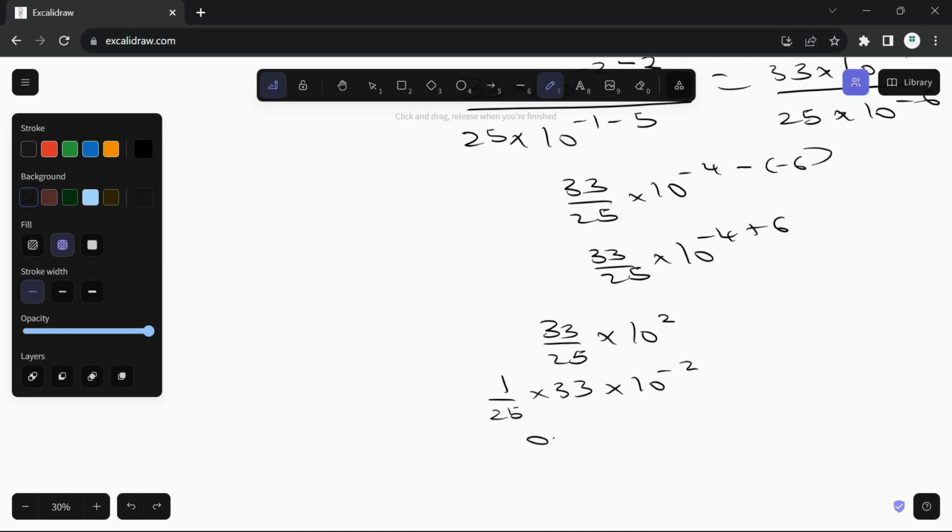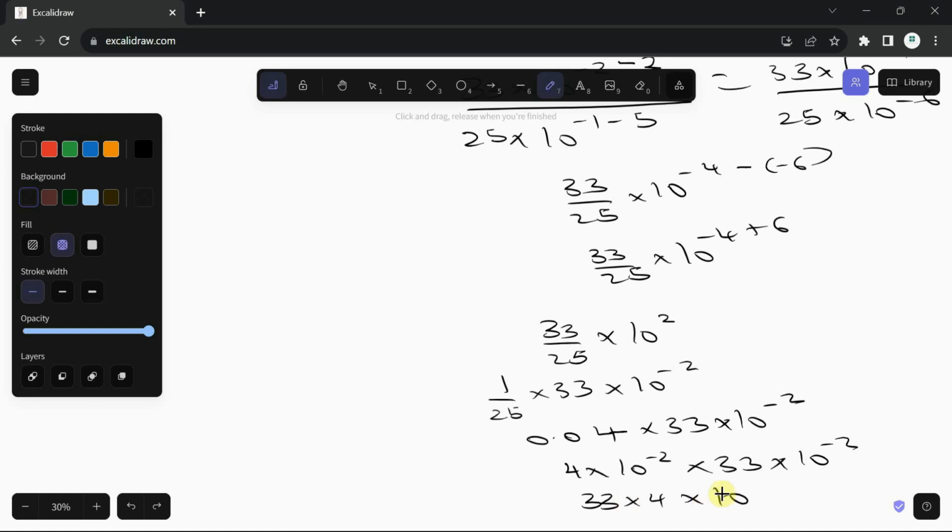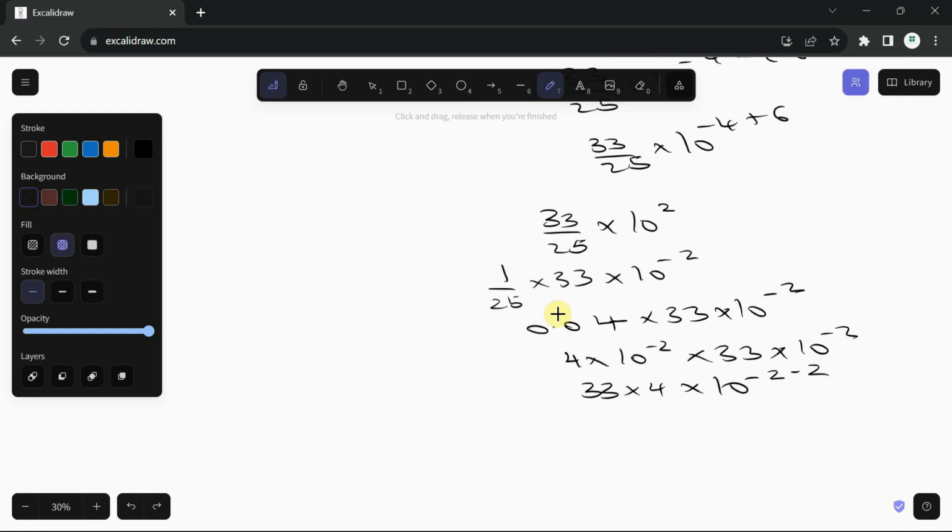That would be 0.04, right? Because 25 times 4 is 100. So times 33 times 10 raised to the power of minus 2. I can write 0.04 in terms of standard form. That would be 4 times what? 10 raised to the power of minus 2. Great. Times 33 times 10 raised to the power of minus 2. So I can group and say 33 times 4 times 10 raised to the power of minus 2, 10 raised to the power of minus 2. Multiplication, that would be plus minus 2. So that would be minus 2. Right? Plus times minus is minus.